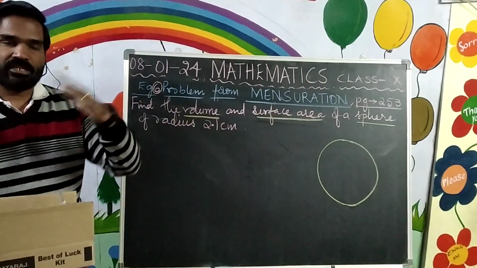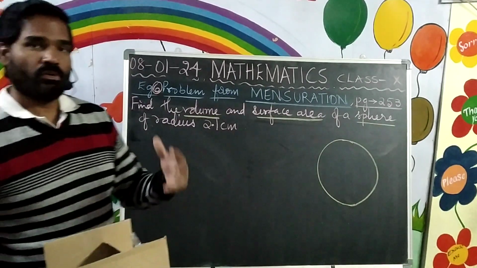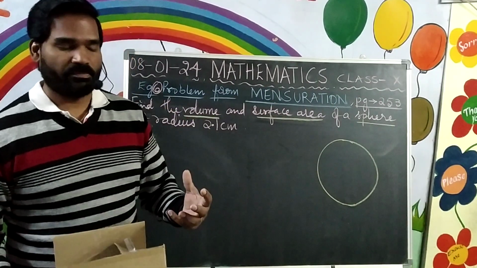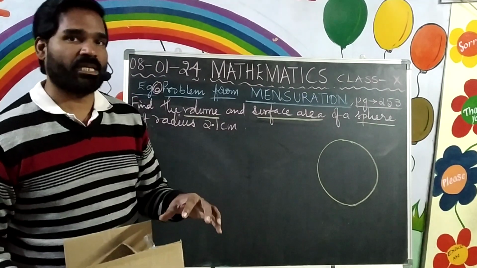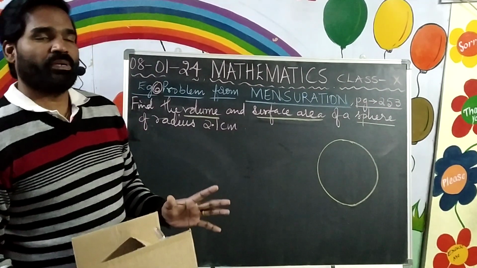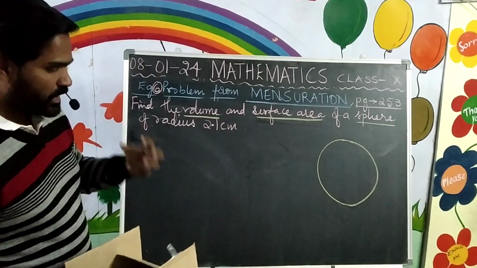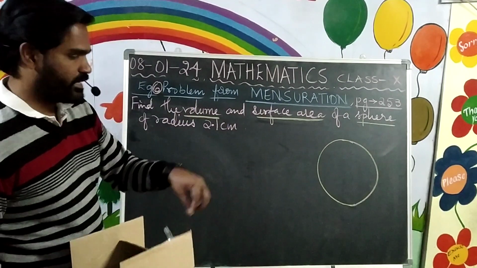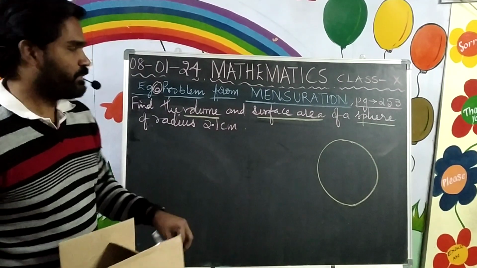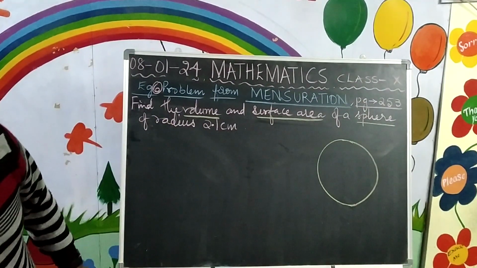If I have a sphere, a round ball like a football, a volleyball, a cricket ball or a tennis ball, whatever kind of ball, inside the ball there will be empty space which is ready to be filled with some material, or let's say air. For this material to be filled inside, there should be empty space, and that empty space is what we call volume, and it is calculated in mathematics.